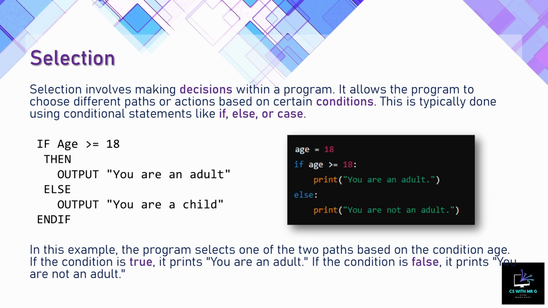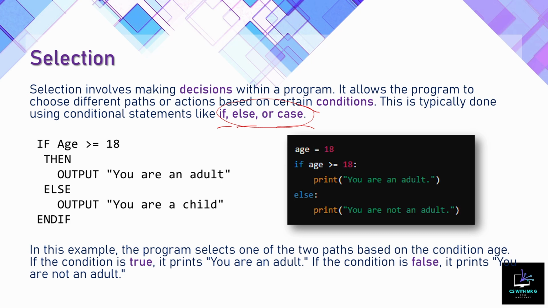Then if we look at selection, selection refers to what we call decision making within programming, but in this case, the decision is being made by the program itself and the lines of code that have been written. Programs can choose different paths or actions based on what we call conditions within the program. So sometimes selection is also called conditioning. If you hear or see the term conditional statement, that will cover these 3 things here, which we call if, else, or case statements. These are the 3 examples of selection or conditional statements which we need to know for our course.